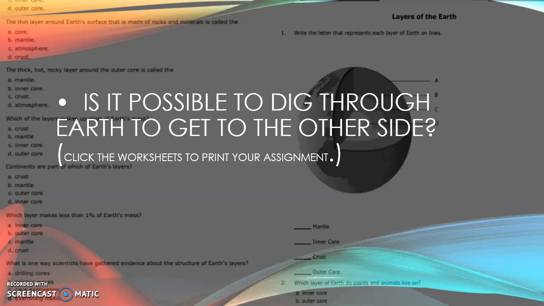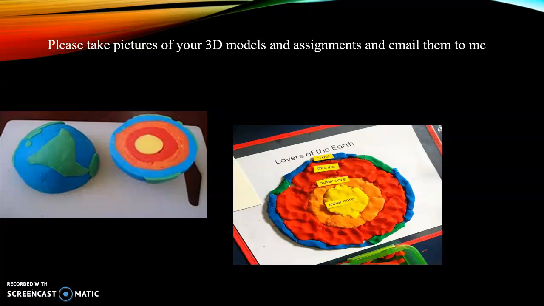Once you are done completing this assignment, I want you to take a picture of your 3D model, your comparison assignment, and your answers to your worksheet. After you take a picture of all 3, I want you to either email them to me.